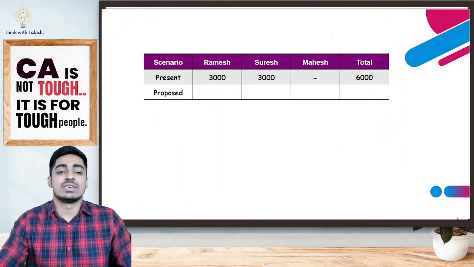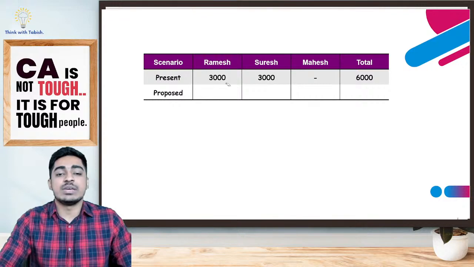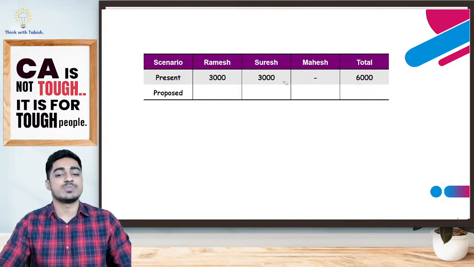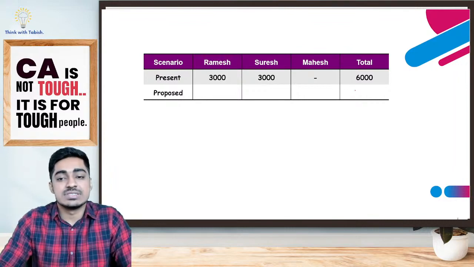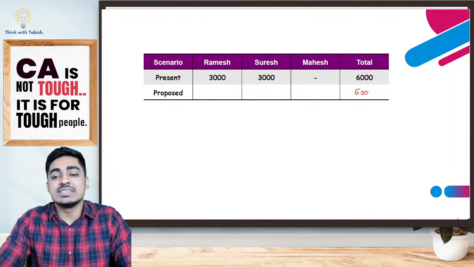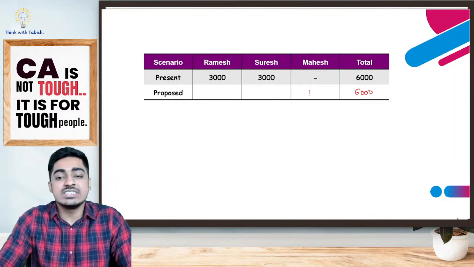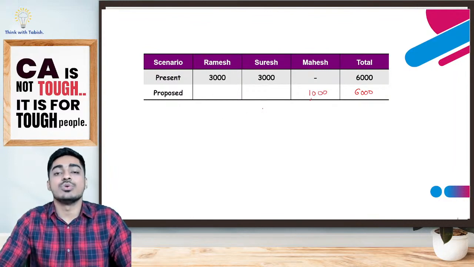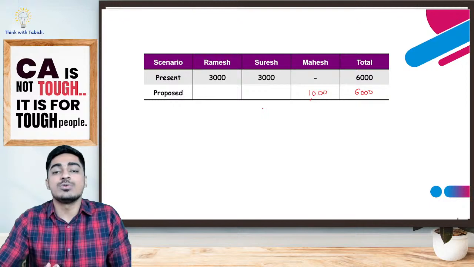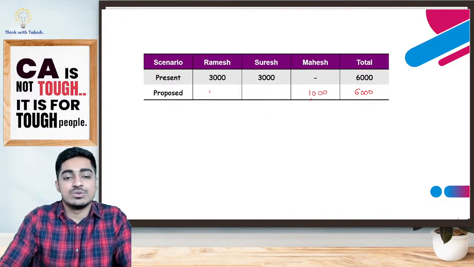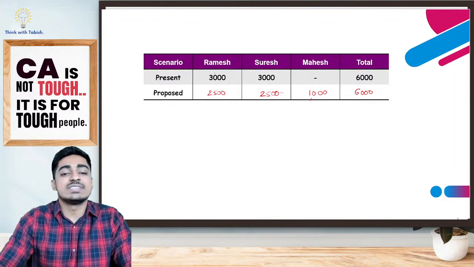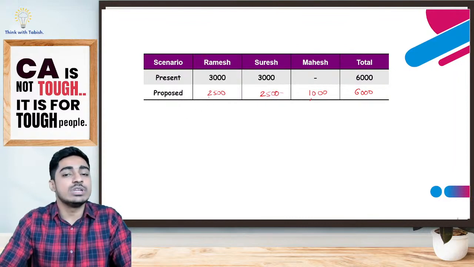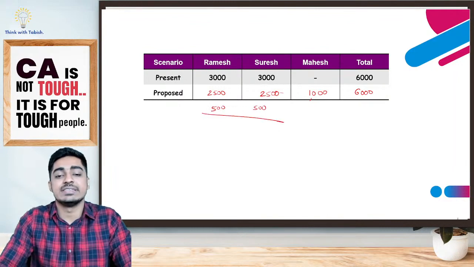So what happens? Initially, how much are they paying? Ramesh was paying 3,000, Suresh was paying 3,000. The total rent was 6,000. If Mahesh comes, the total rent will still remain 6,000 rupees. But now Mahesh is paying us 1,000 rupees. So only 5,000, the balance 2 friends need to incur. So it comes to 2,500, 2,500. Previously they were paying 3,000. Now they are paying only 2,500. So they can save 500 each.